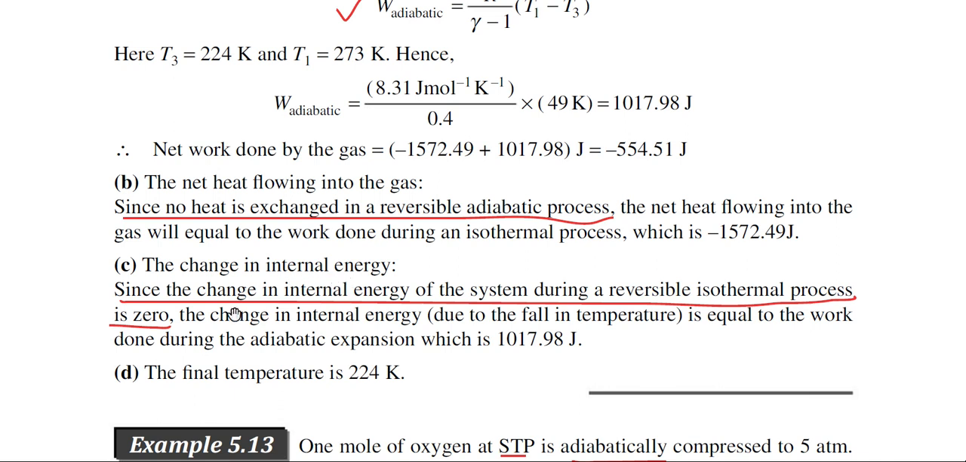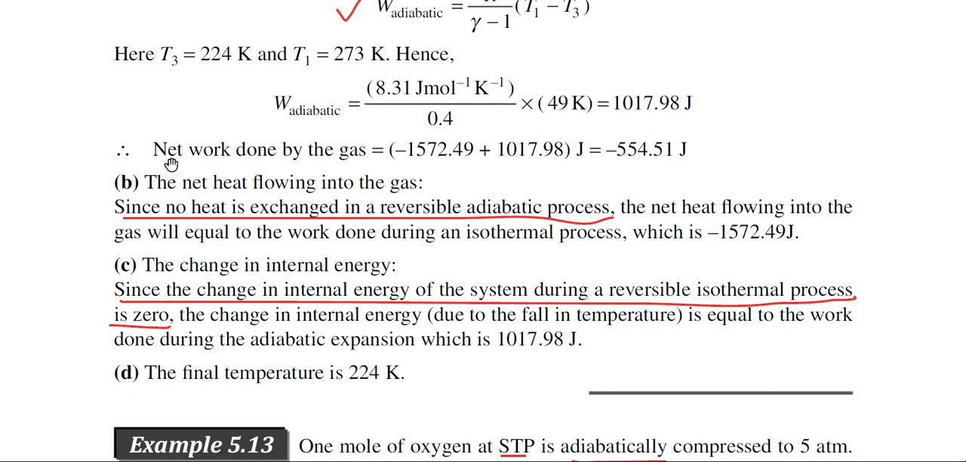And the change in internal energy of the system during a reversible isothermal process is 0. The change in internal energy is equal to the work done during the adiabatic expansion. So, this is the work done in adiabatic expansion. So, only in the case of adiabatic expansion, the work done is equal to the change in internal energy.